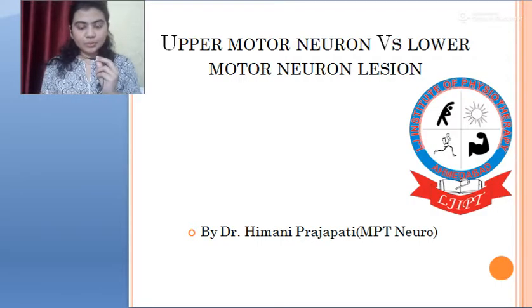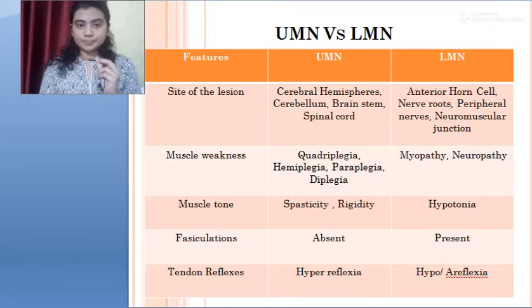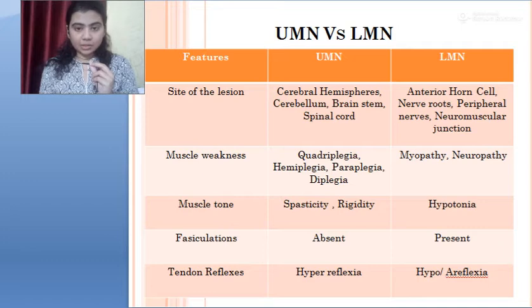Hi everyone. So today we are going to talk about the basic difference between the UMN lesion versus LMN lesion. So firstly, the site of the lesion in the UMN will be the cerebral hemispheres, in that it can be a stroke or any of the cerebral pathology. It can be a cerebellum involvement, brainstem involvement, or the spinal cord involvement.